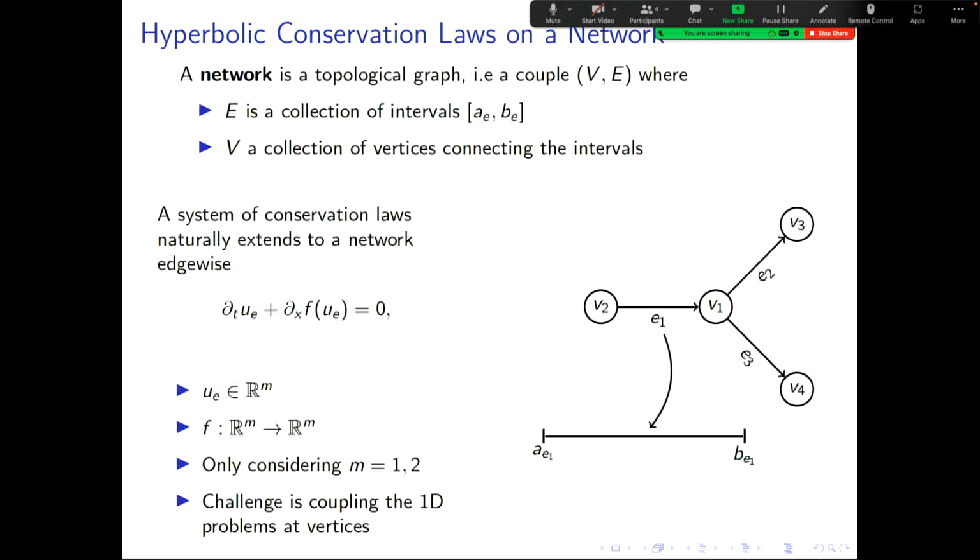So hyperbolic networks are just adding a hyperbolic conservation law onto a network. You have a graph, you add some geometry to it, you put a 1D PDE on there, and you have a system of conservation laws that naturally extends edgewise to the network. The only problem is trying to couple these things together, and that is where we're going to get into Riemann problems. I'm also only ever going to consider small systems, scalar equations and 2x2 systems, because extending beyond that for these types of models is very much an open problem, just at the modeling level.